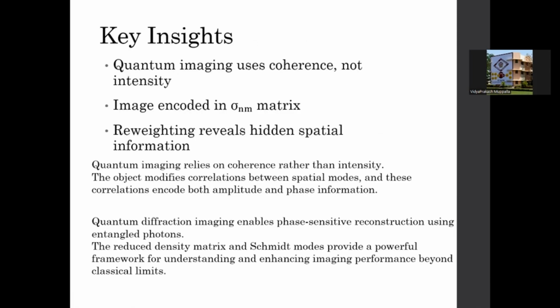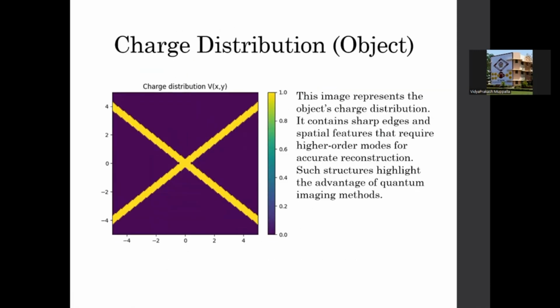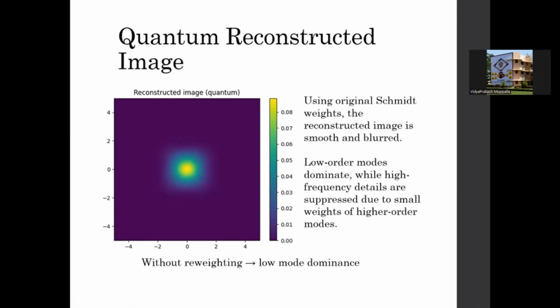Coming to the key insights. This charge distribution shown here represents the object being imaged. It contains sharp edges and high frequency features which are challenging to reconstruct using only lower order modes. So the object serves as a source of the mode coupling. Its spatial structure determines the values sigma nm, which in turn determine the coherence pattern in the density matrix.